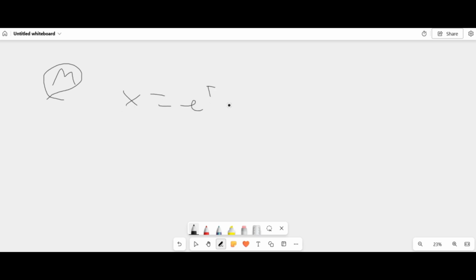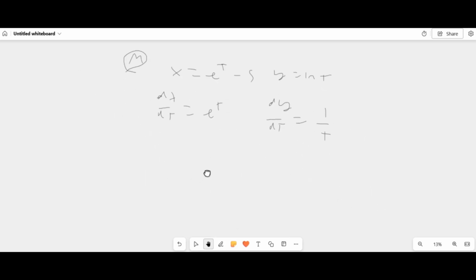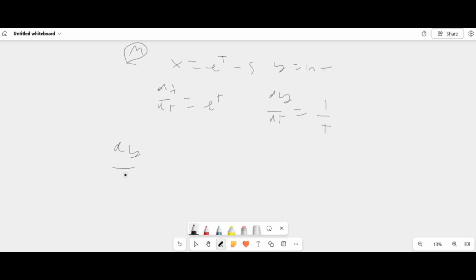x equal to e^t minus 5, y is equal to ln t. dx over dt is going to be what? It's going to be e to the power t. dy over dt is going to be 1 over t. Save. Therefore, dy over dx is going to be 1 over t divided by e^t. So obviously keep, change it to a times, flip this to 1 over e^t. So it's going to be 1 over t e^t.